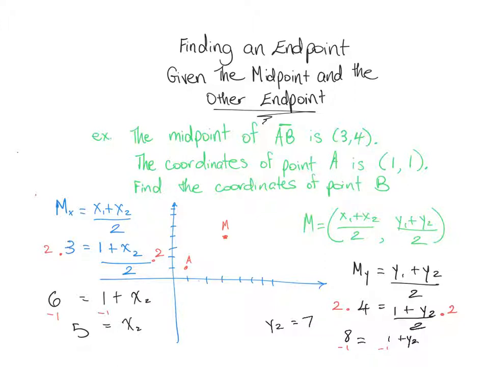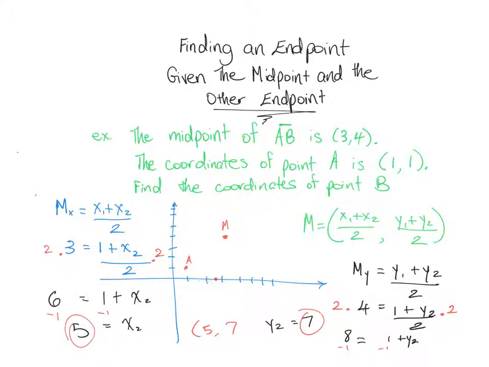We should check to make sure that makes sense. So our coordinates are 5 for the x, 7 for the y, and we get (5, 7). So let's go ahead and see where that would be.